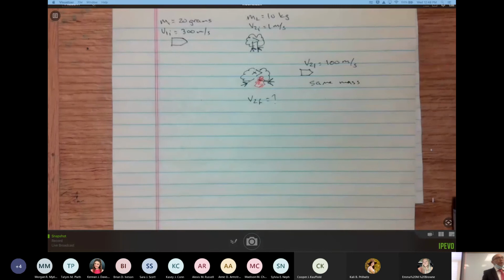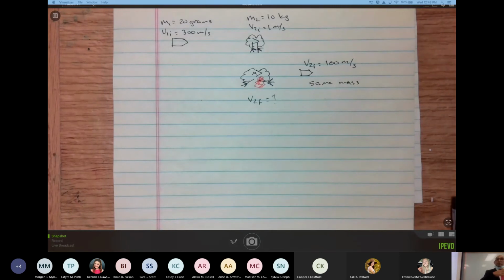So same thing. Look at the initial conditions, look at the final conditions. And those are the only things that we care about. We really don't care what's going on in the middle.